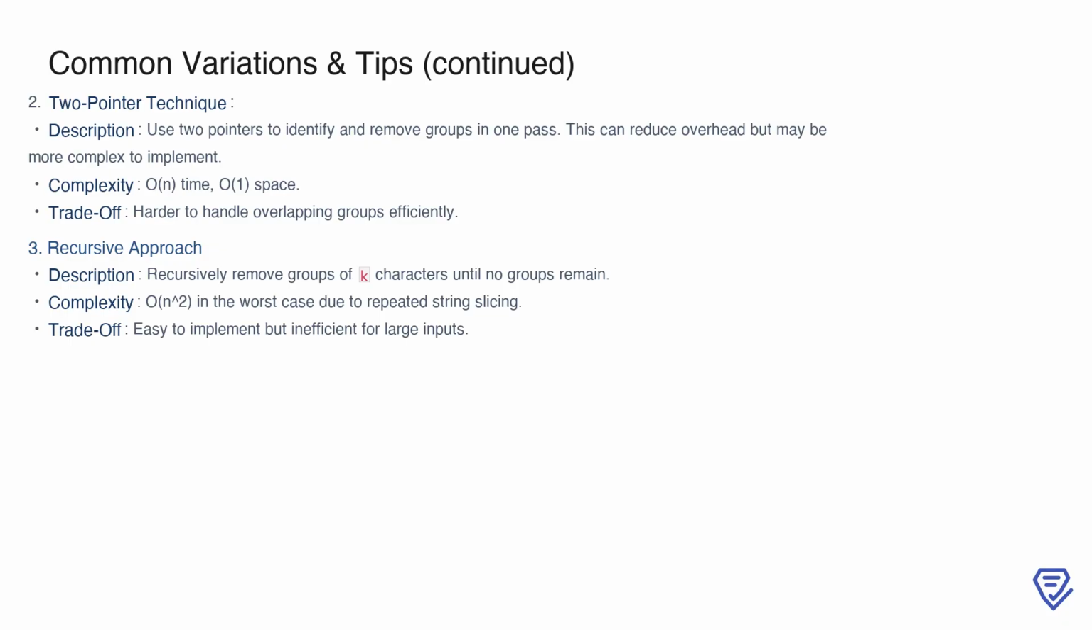A third option is the recursive approach, where you repeatedly remove groups of k characters until no groups remain. While this method is conceptually simple and easy to implement, it has significant drawbacks. Its time complexity can degrade to O(n²) in the worst case due to repeated slicing of the string, making it unsuitable for large inputs. Each of these approaches has its trade-offs, so it's crucial to weigh efficiency against implementation complexity when deciding which one is best suited for your needs.